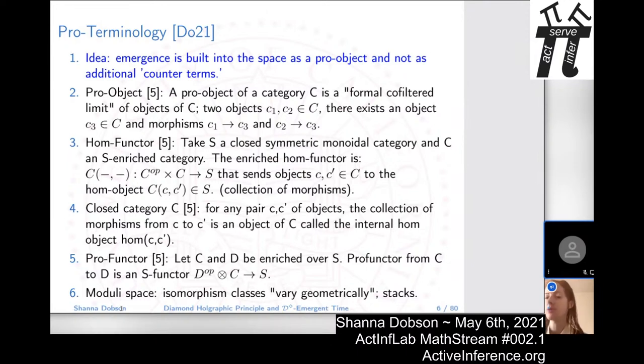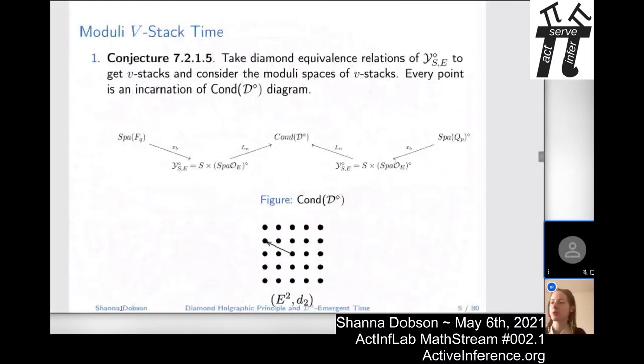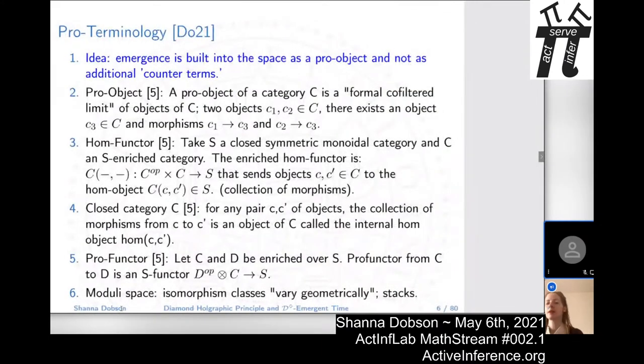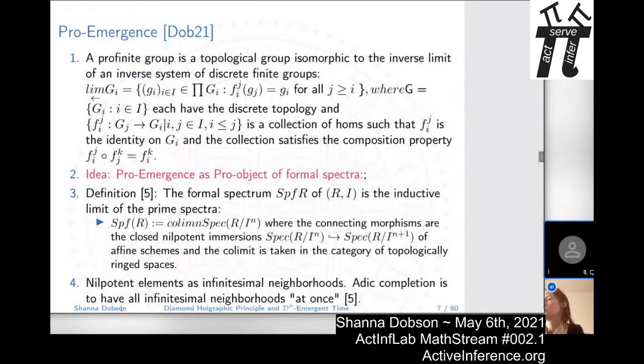Right, so five, the profunctor. With the pro terminology, you can actually have a profunctor, which generalizes the word functor. So let C and D both be enriched over S. A profunctor from C to D is an S-enriched functor D opposite tensor C to S. So again, taking the pairs and mapping them over. You can also make this into, like I told you, this moduli space with the points, where isomorphism classes are each point, and they can vary geometrically. I'll go into what that means, and you can get stacks from that. So I think I'll finish the pro and then ask if there are any questions, Daniel, just to wrap up this pro.